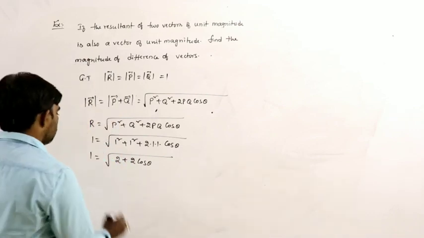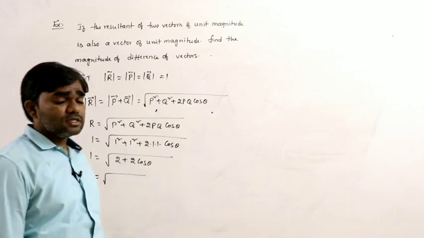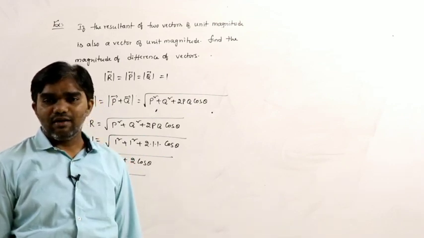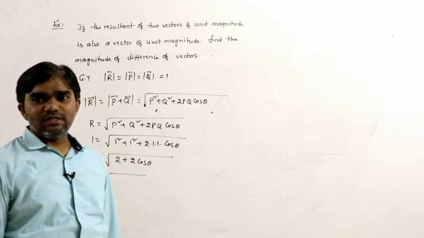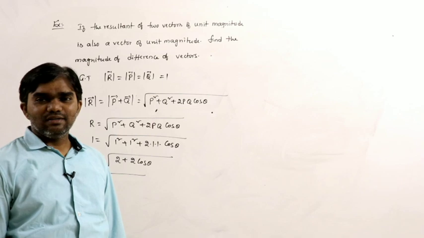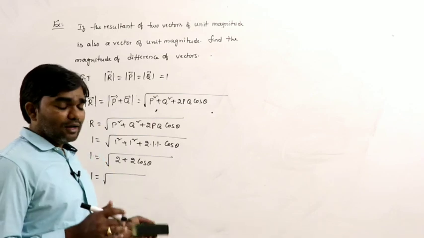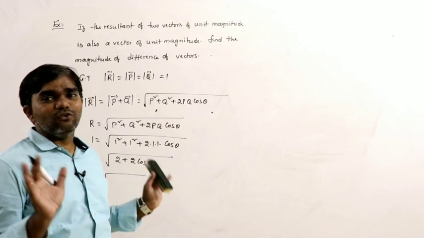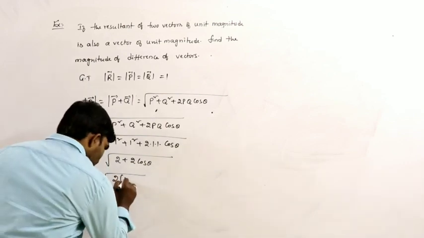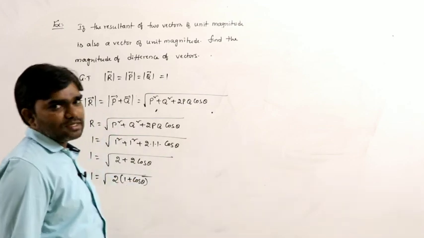So 1 is equal to square root of 4 cos theta? 2 plus 2 cos theta is 4 cos theta. Right or wrong? So many members blindly do that, directly in the flow writing 2 plus 2 cos theta as 4 cos theta. But it is 2 into 1 plus cos theta.